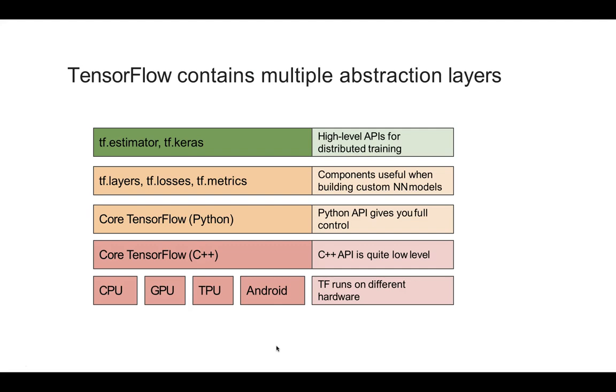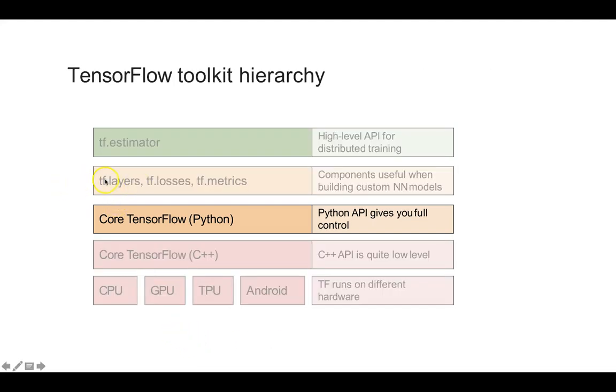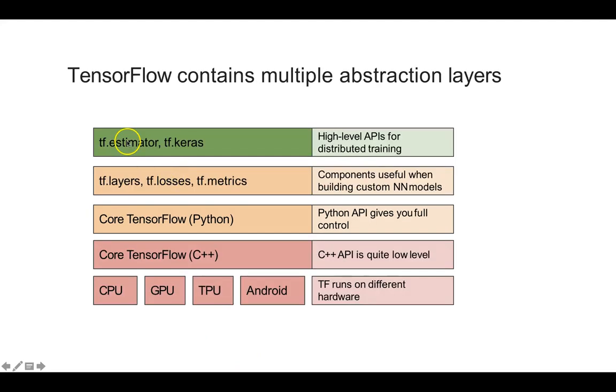So our main focus: if the model is there in TF estimator, which contains a list of out-of-the-box models that we can use, we don't need to go down to the second layer. We are going to use TF estimator. But if the kind of model we want is not there, then we have to use this layer, where we build our own custom neural network.